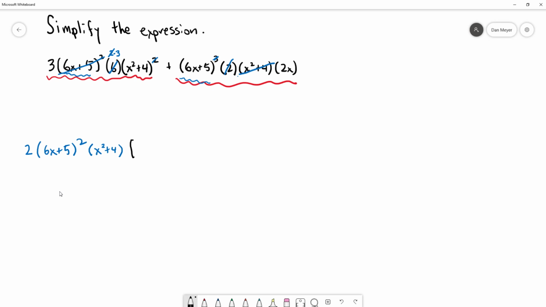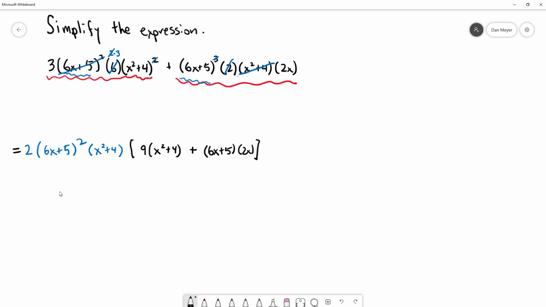All right, so after I pulled out my common factors, what I have left is 3 times 3, which is 9, times x squared plus 4 from the first bundle. From the second bundle, I have a 6x plus 5 left, as well as a 2x. All right, so there's our factoring portion for this. Again, we identified the common factors and then pulled them out.